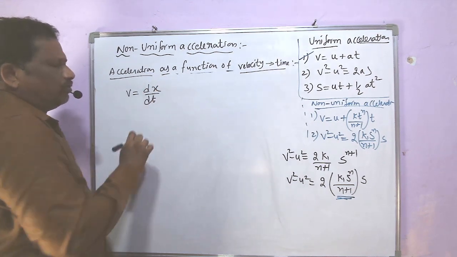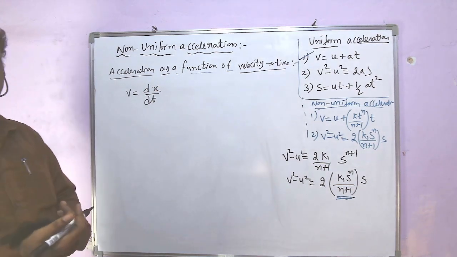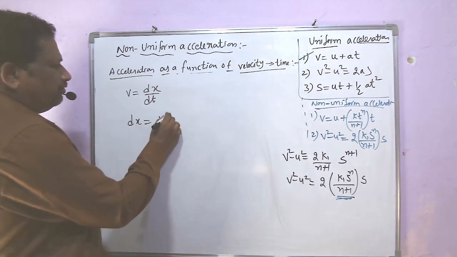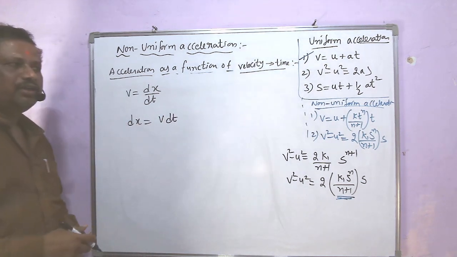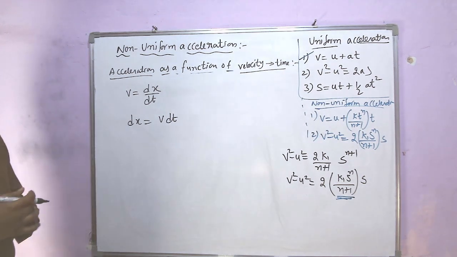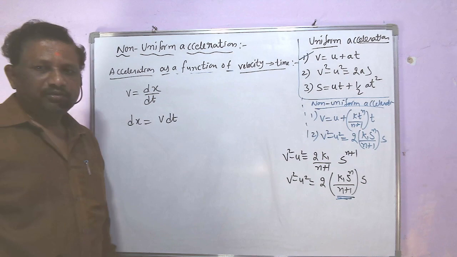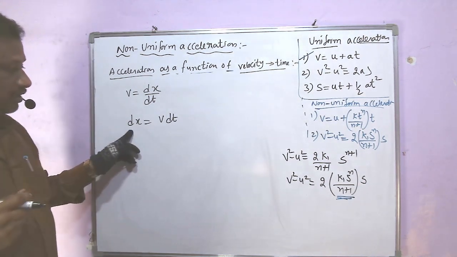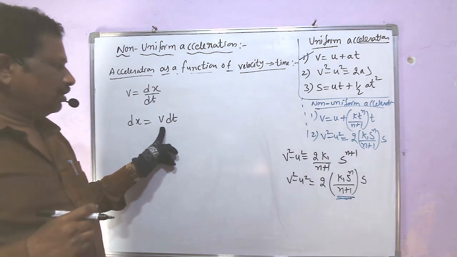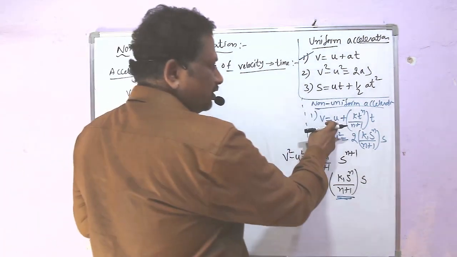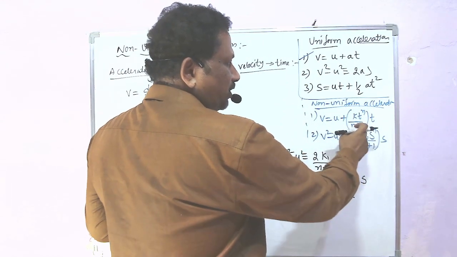So acceleration is a function of velocity. So v you have to write in this form: u plus, this is acceleration in the form of this function, that I am going to write here in the place of v. So dx is equal to u plus k t power n divided by n plus 1, into t, into dt. Okay, clear? Any doubt?